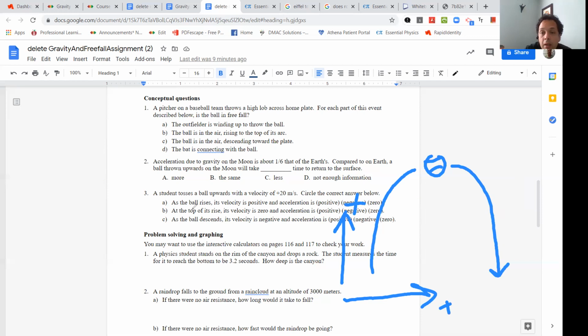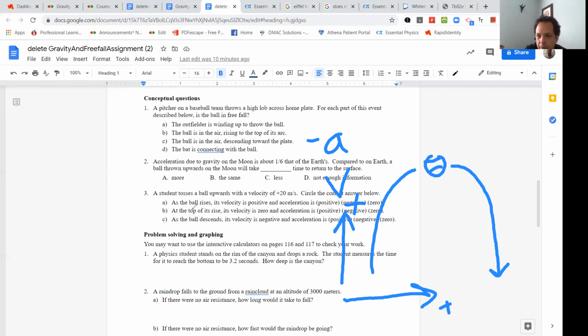So as the ball rises, its velocity is positive. That sounds right because it's going up. So velocity is positive. It's slowing down. So that means acceleration is negative. And here's a hint. Acceleration is always negative. Gravity is always pulling it down.